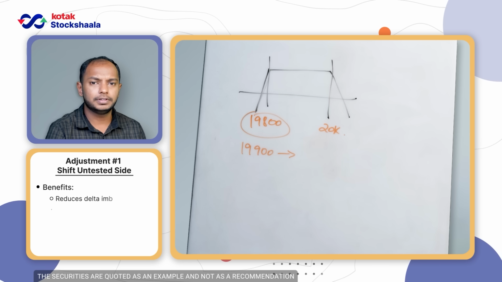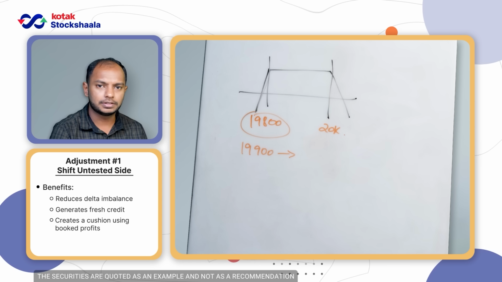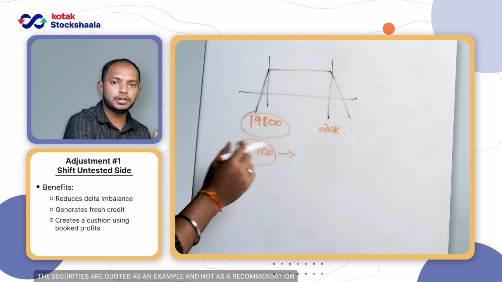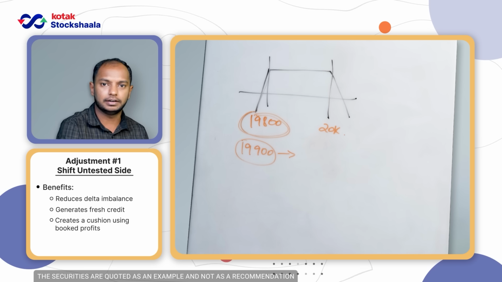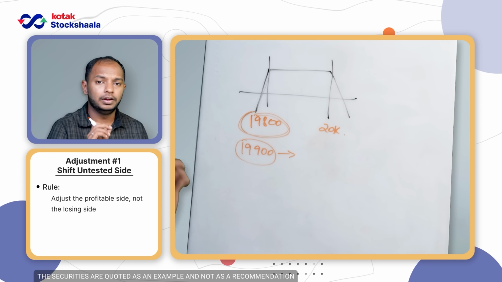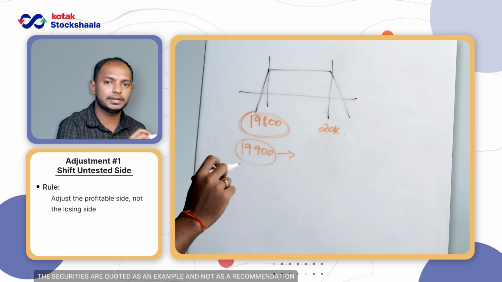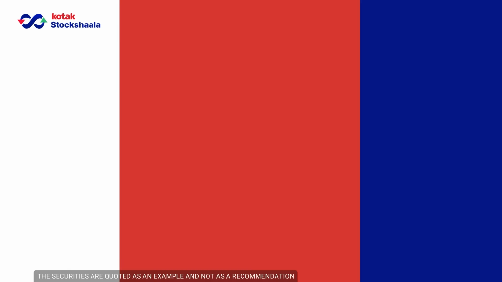The outcome of this adjustment is that your delta imbalance is reduced and you have now fresh credit from the 19,900 and you also have a little bit of cushion because of the profits booked on 19,800. Remember that whenever we are making adjustments, we have to move the strikes which is making profits and not the ones which is making losses.